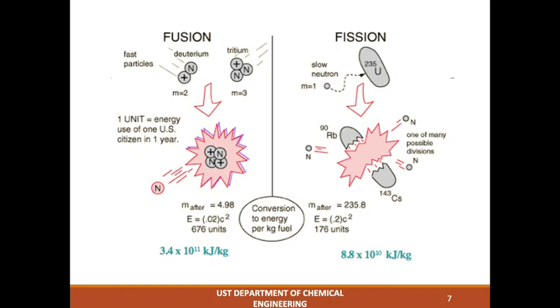The right-hand side is an example of a fission reaction where a heavy uranium-235 nucleus comes into contact with a neutron, causing it to split into lighter nuclei rubidium-90 and cesium-143, along with some high-speed neutrons. This process releases 88 billion kilojoules of energy per kilogram, an order of magnitude smaller than fusion.